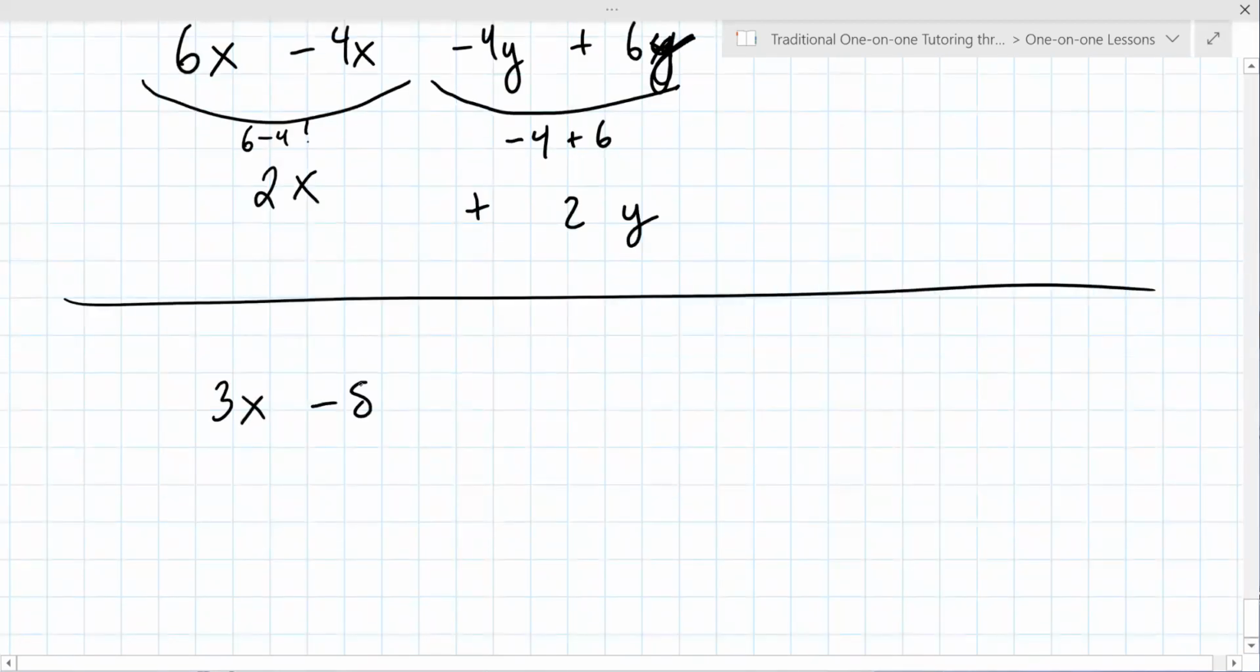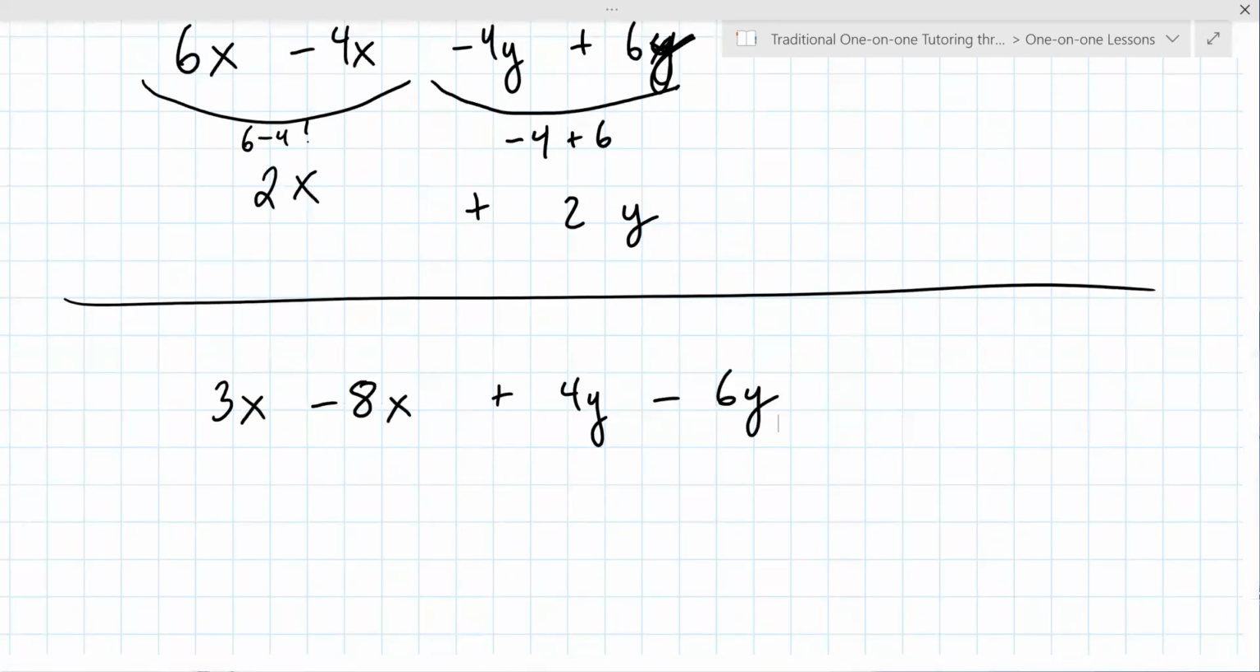3x minus 8x plus 4y minus 6y. Yeah, I think I know about this. I know how to do this right now. Well, the answer always has an x in it because there's x and x. You should just look at the numbers. I'll be telling you the answer when I finish it. Okay, go for it.